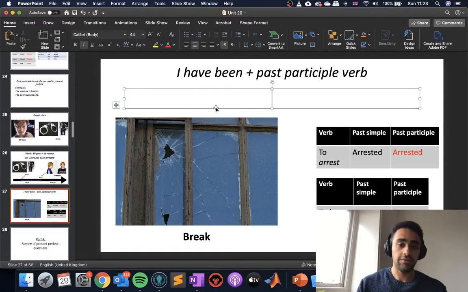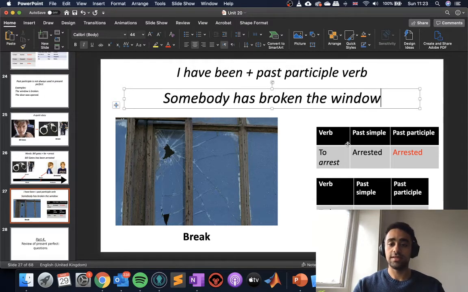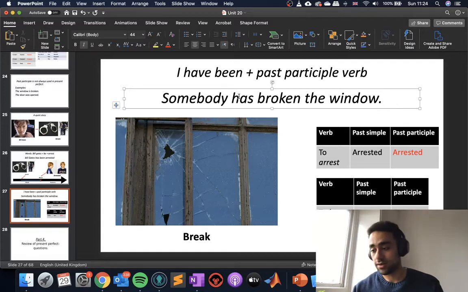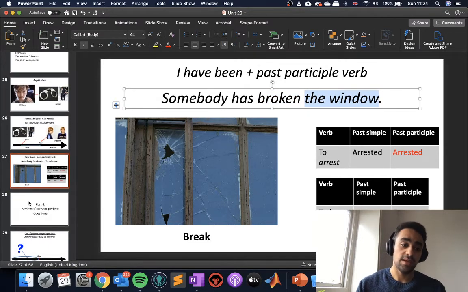So for example, here for the window, we can say somebody, and we use somebody as he or she or it, so it would be has, and then the verb here is break. The past participle of it is broken, the window. This is the rest of the sentence. So subject, has or have, and then the past participle, broken, and then the window, the rest of the sentence.